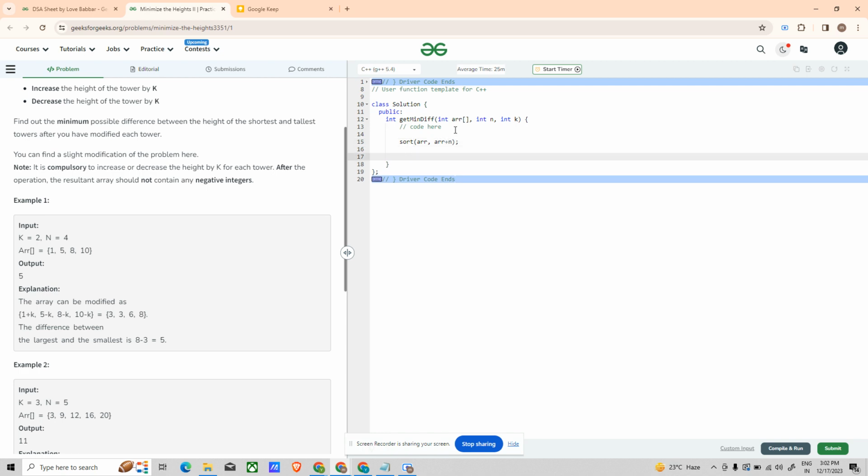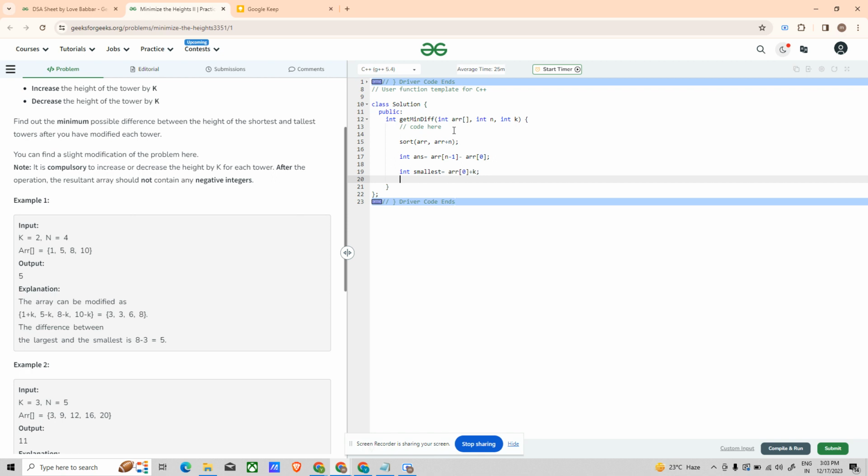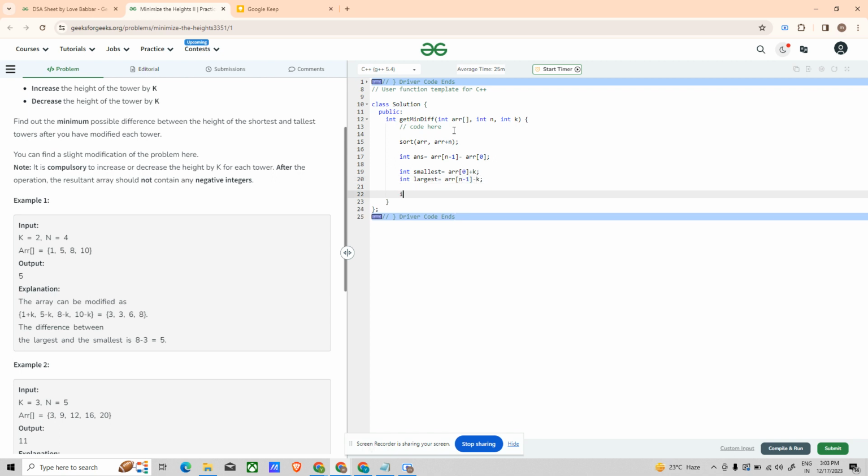Sorting done. I said the definite answer, the answer we have in hand at all times, is ARR of n minus 1 minus ARR 0. Now I say the smallest that could be present is ARR 0 plus k, after adding k to the smallest tower, and the largest that could be present is ARR of n minus 1, that is the last element, minus k. I declared two variables here, mini and maxi.